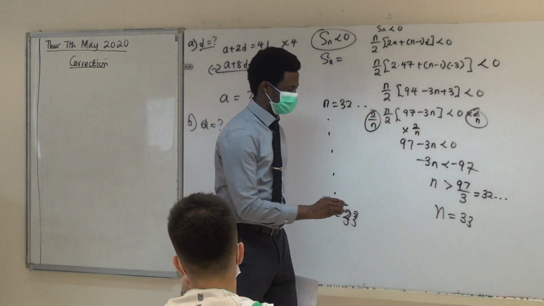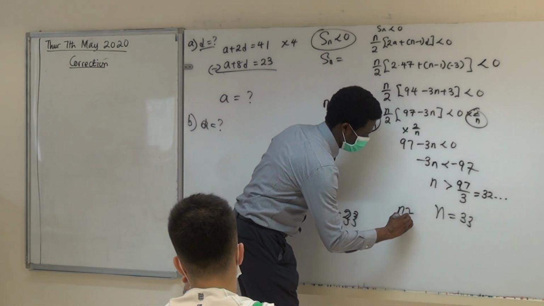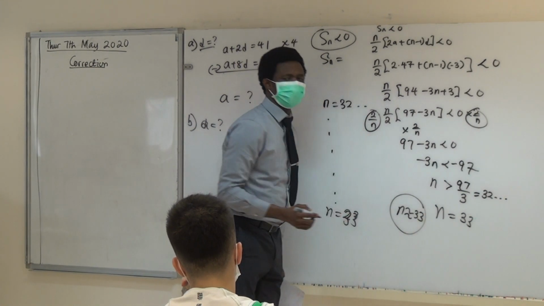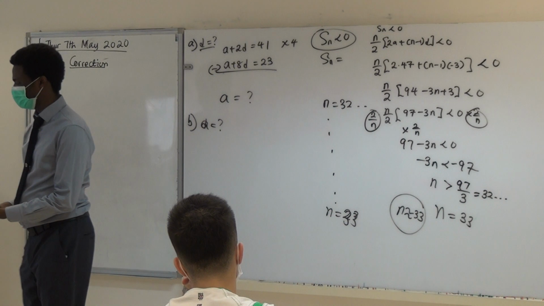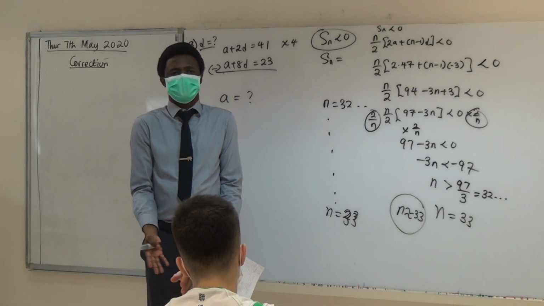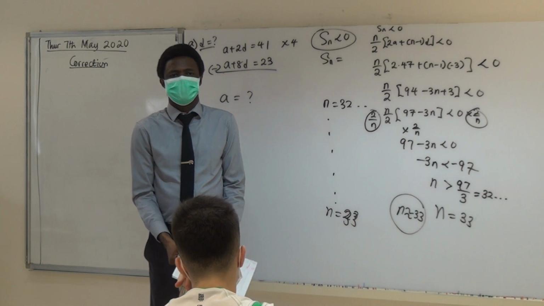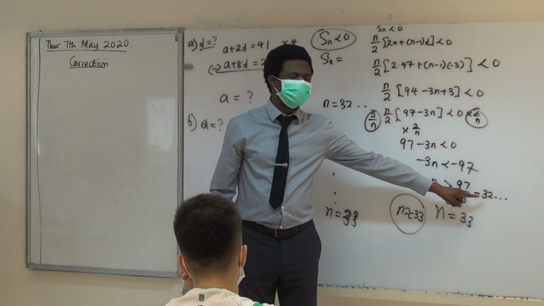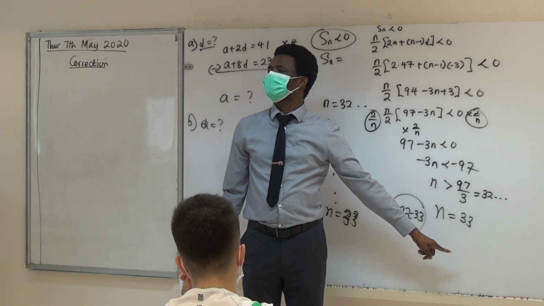Some people wrote this. N is approximately 33. Can somebody tell me why this should not be? Because it's the 33rd position. It's the 33rd. You are not approximating. Okay? You are not approximating 32 point whatever to get 33.